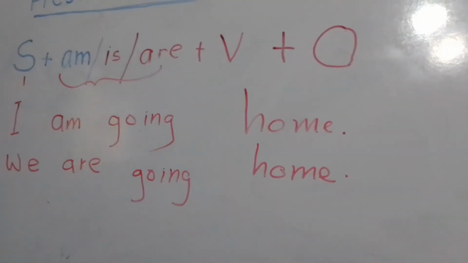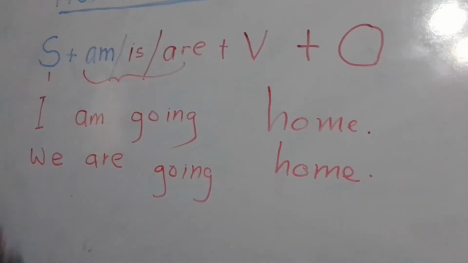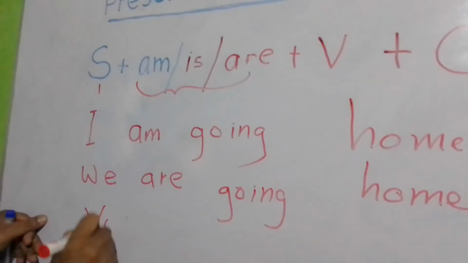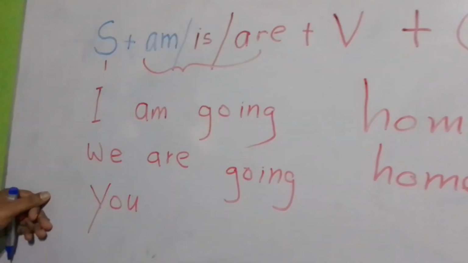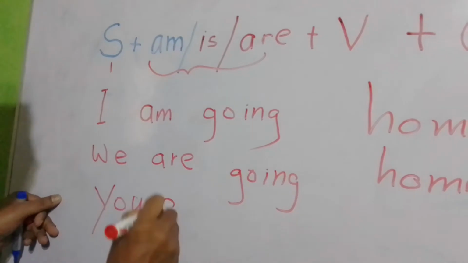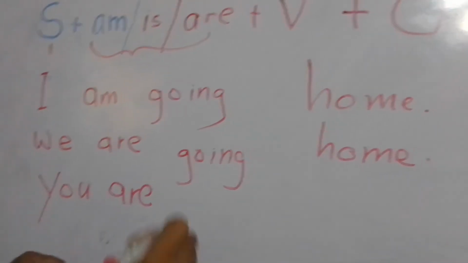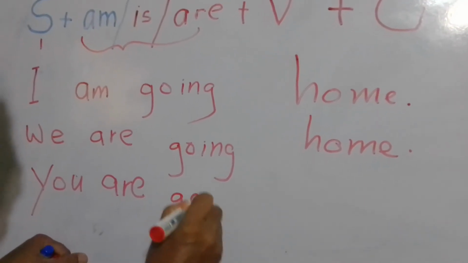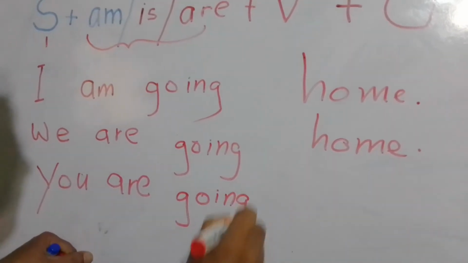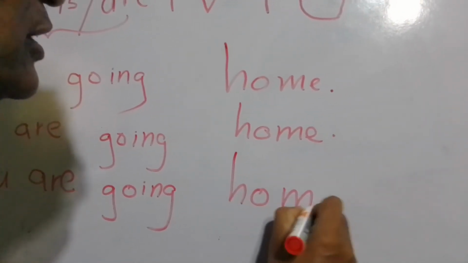Right? After that, we will try to use you. These are pronouns, okay? You. What should be the auxiliary verb? The auxiliary verb should be are. Okay. You are. The verb is going. The object is home. You are going home.